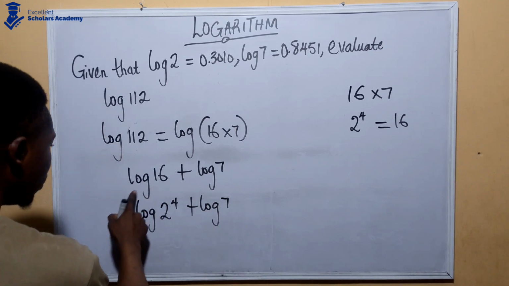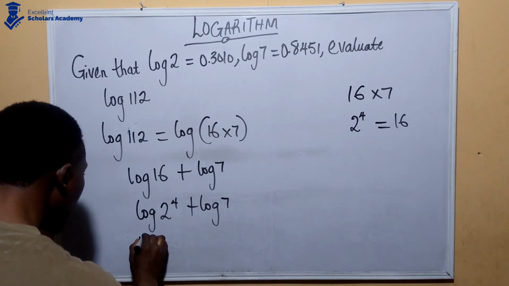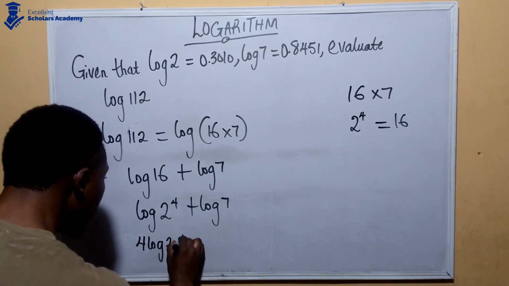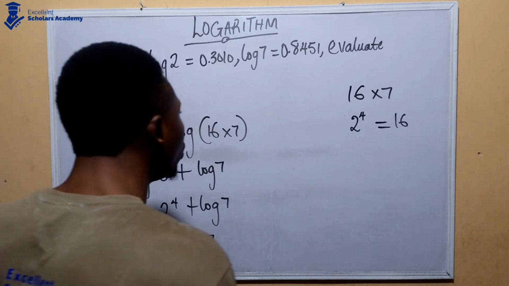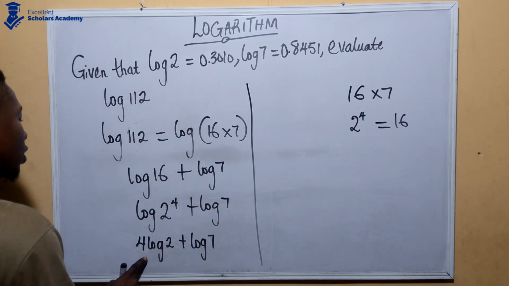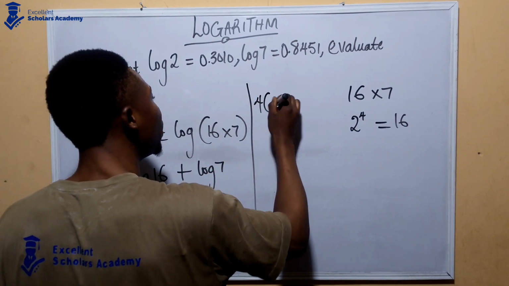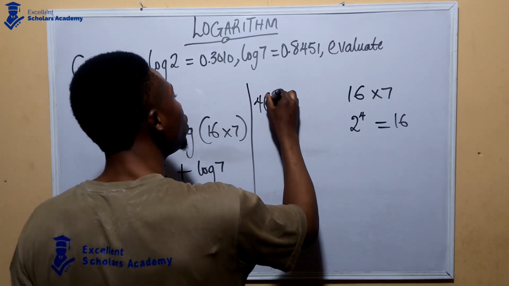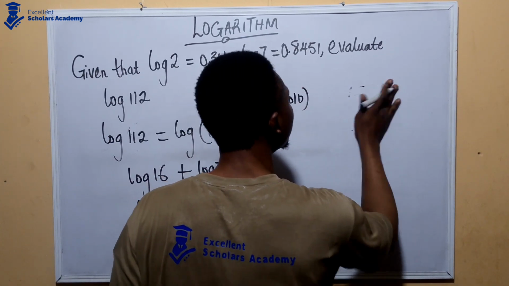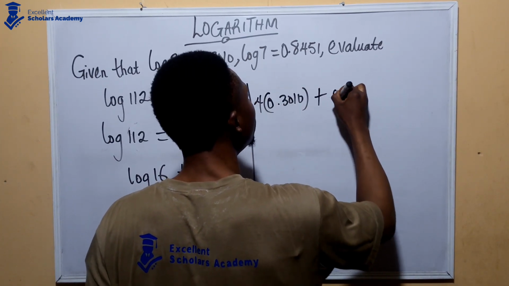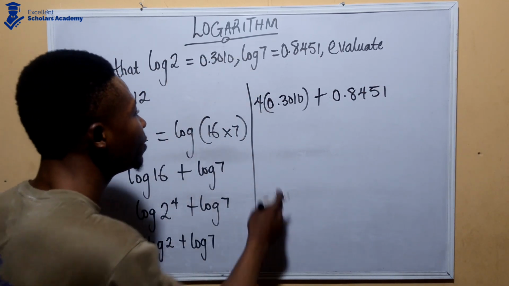Now this power goes in front. You're going to have 4 log 2 plus log 7. Log 2 and log 7 are already given. So this is 4 multiplied by log 2, which is 0.3010, plus log 7, which is 0.8451.